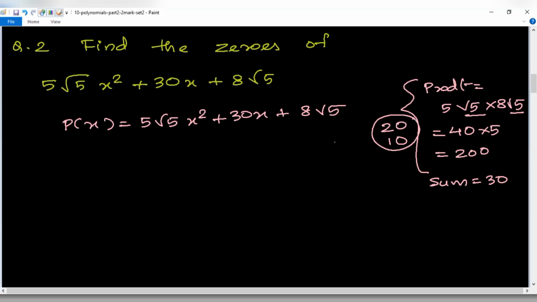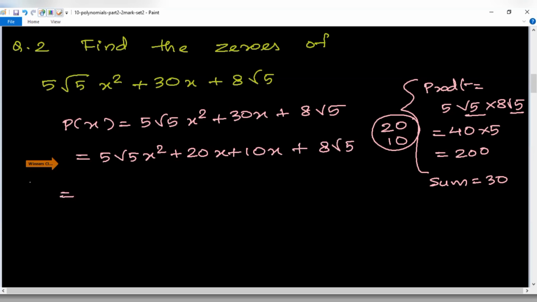When we add 20 and 10, we get 30, and when we multiply 20 and 10, we will get 200. So we can confirm these two are the numbers through which we have to split the middle term over here. So it will become 5 root 5 x square plus 20x plus 10x plus 8 root 5.